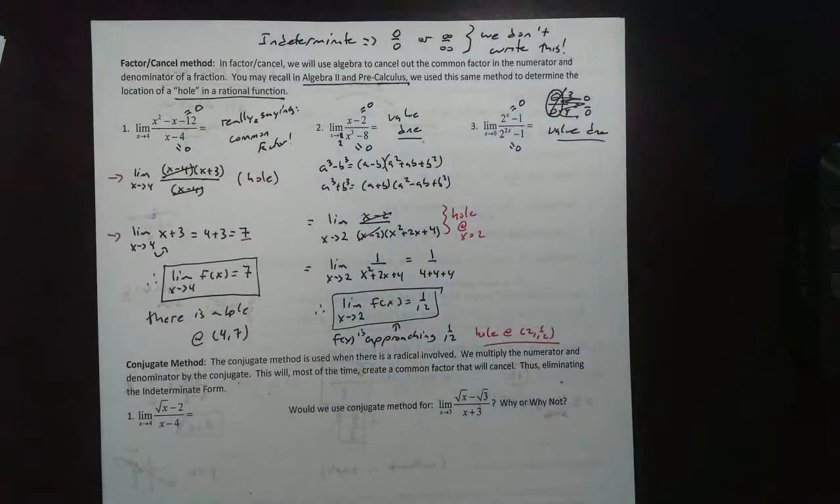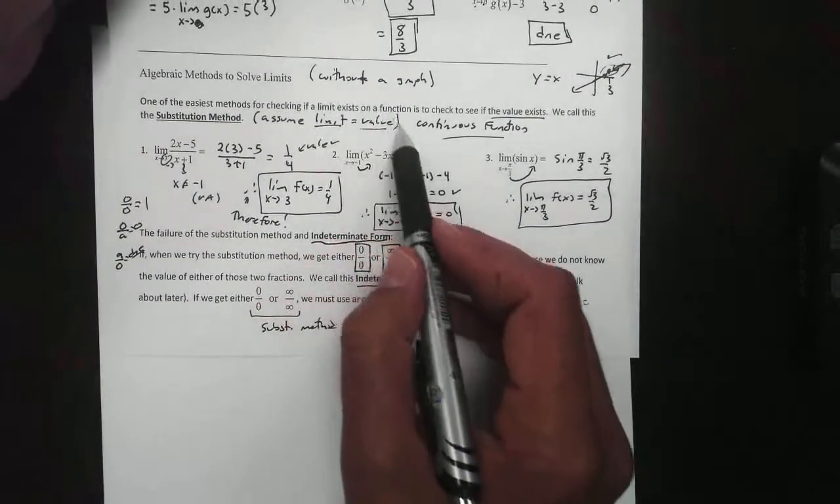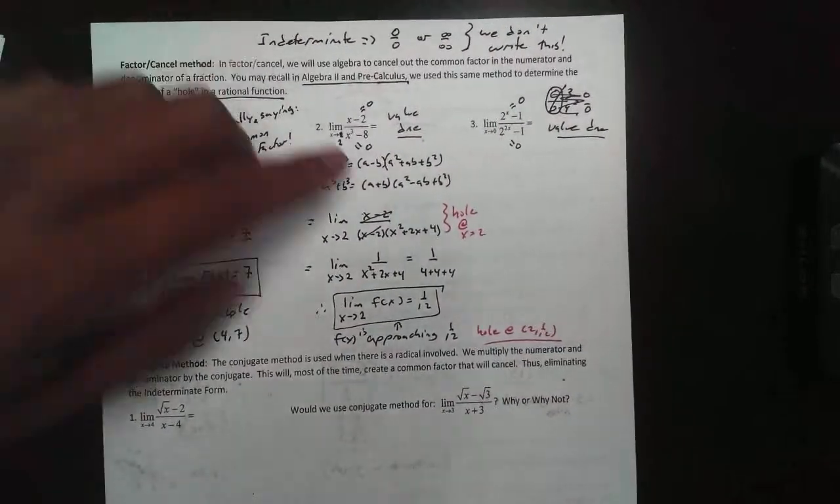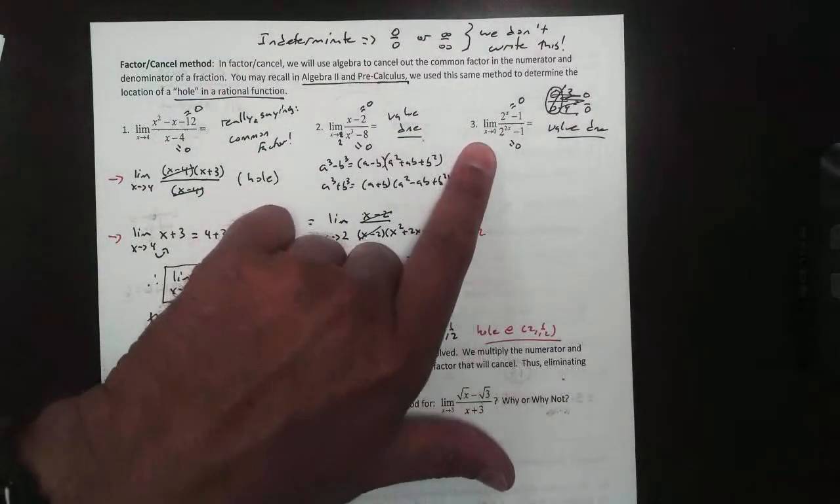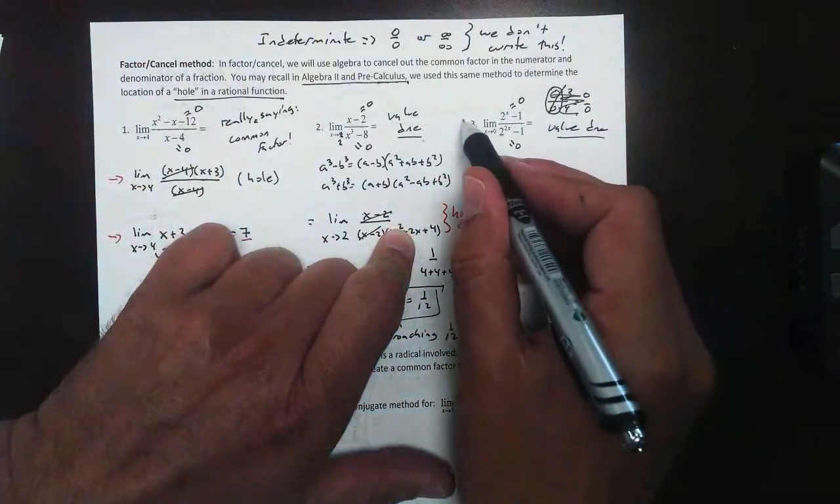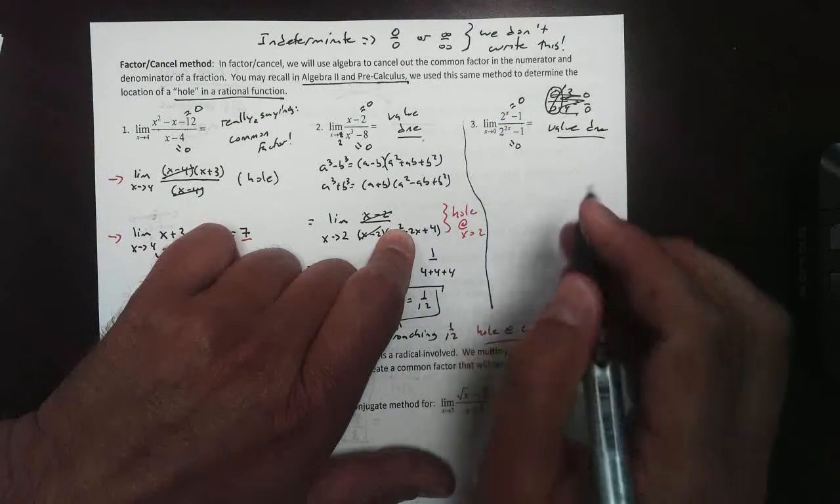We can't use substitution. Remember, substitution says if the value exists, I can just plug it in. The limit is the same as the value. That's continuity. But here we're saying that the value does not exist. So when we plug in, now we have to factor this. It's the only other technique we know. We'll talk other techniques tomorrow.